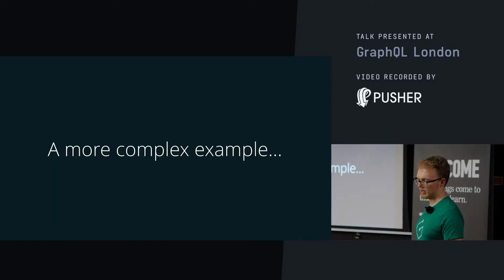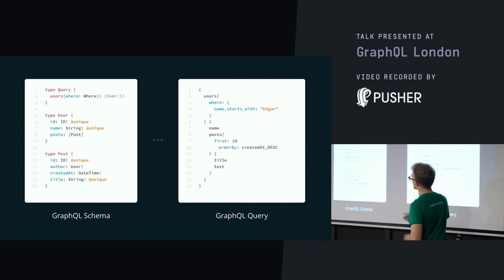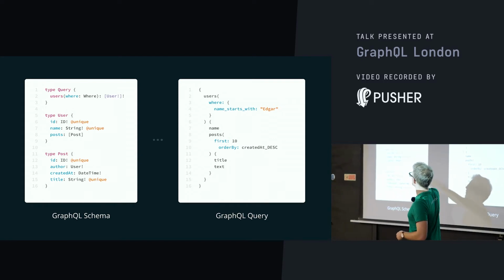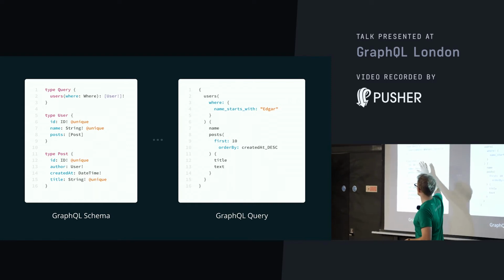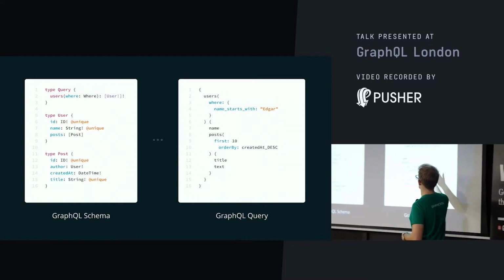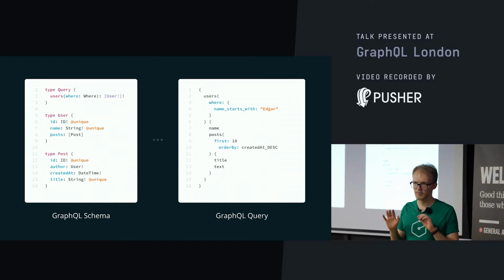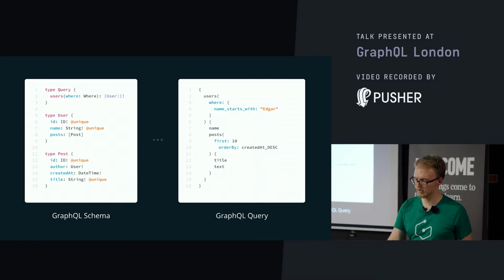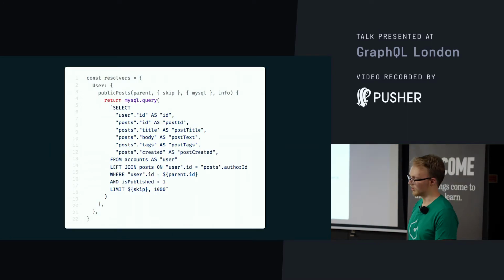But let's take a look at a bit of a more complex example. So let's assume this is the GraphQL schema that we want to implement. Here we have a query called users with a type user that looks like this and a type post that looks like this. And this would be the GraphQL query that we want to issue. And imagine you're not using Prisma, but you would want to implement that yourself. This is where you need to implement resolvers. And resolvers are really the hard part here.